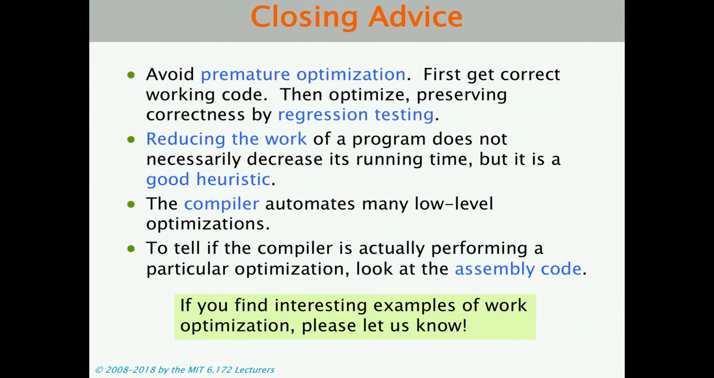Some closing advice is you should avoid premature optimization. All of the things I talked about today improve the performance of your program, but you first need to make sure that your program is correct. If you have a program that doesn't do the right thing, then it doesn't really benefit you to make it faster. To preserve correctness, you should do regression testing. So develop a suite of tests to check the correctness of your program every time you change the program. As I said before, reducing the work of a program doesn't necessarily decrease its running time, but it's a good heuristic. And finally, the compiler automates many low-level optimizations, and you can look at the assembly code to see whether the compiler did something.